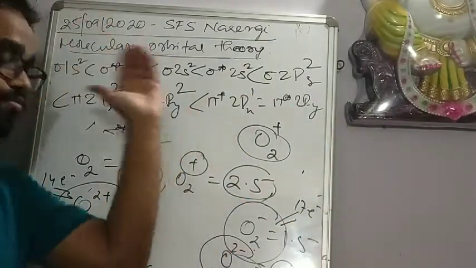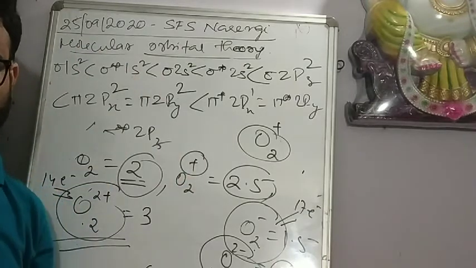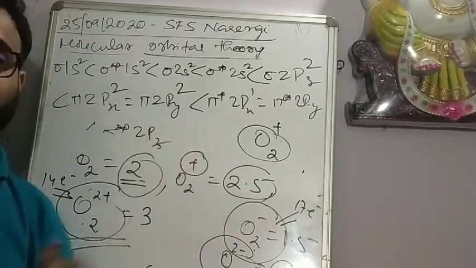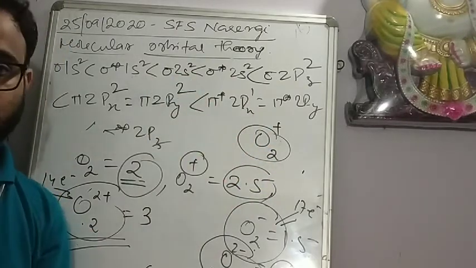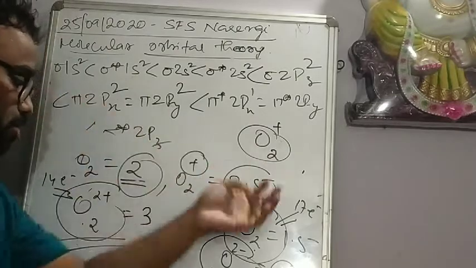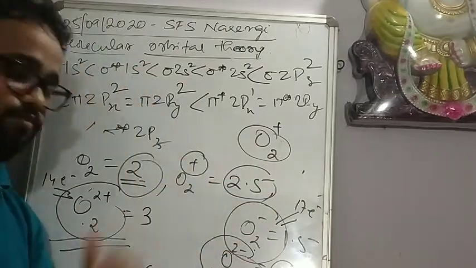So in this way we fill the orbitals with the electrons. So take out other bond orders also and write the stability. This comes in the exam: What is the bond order? What is the electronic configuration? Who is more stable? So this way you have to find out.